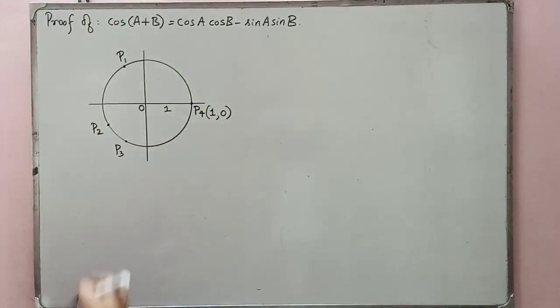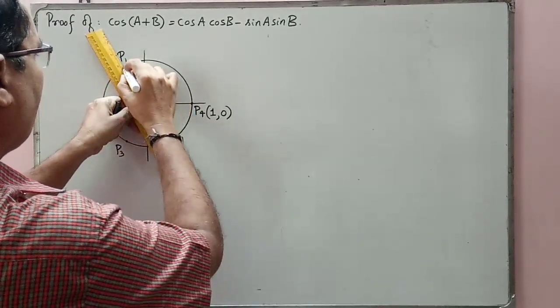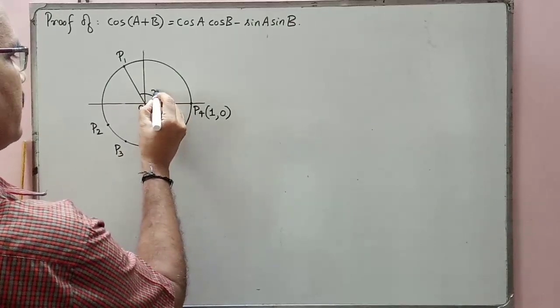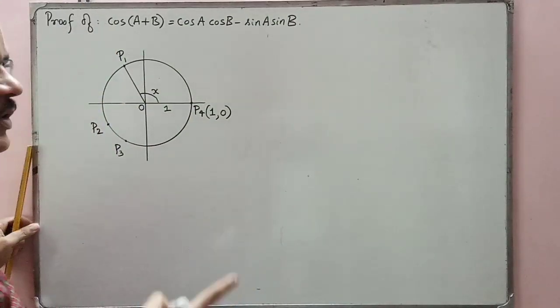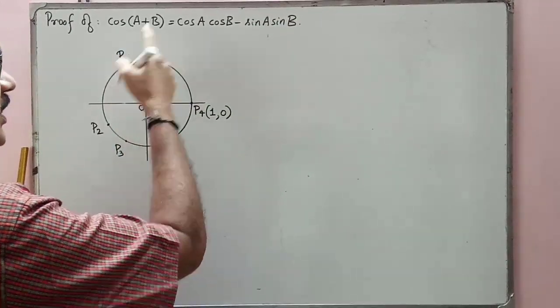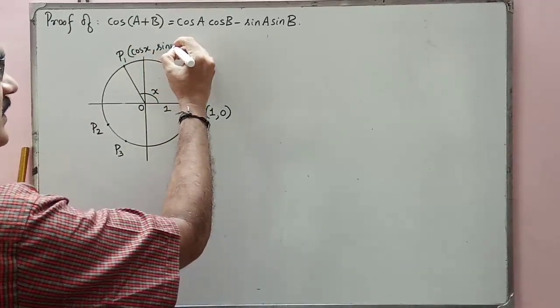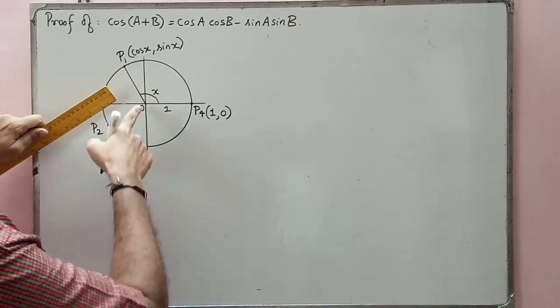Now, we'll join P1 and O. Now, let us mark this angle as x. Remember the previous diagram, when that was theta, we wrote it as cos theta comma sin theta. When this is the angle x, we should write it as cos x comma sin x. Very good.